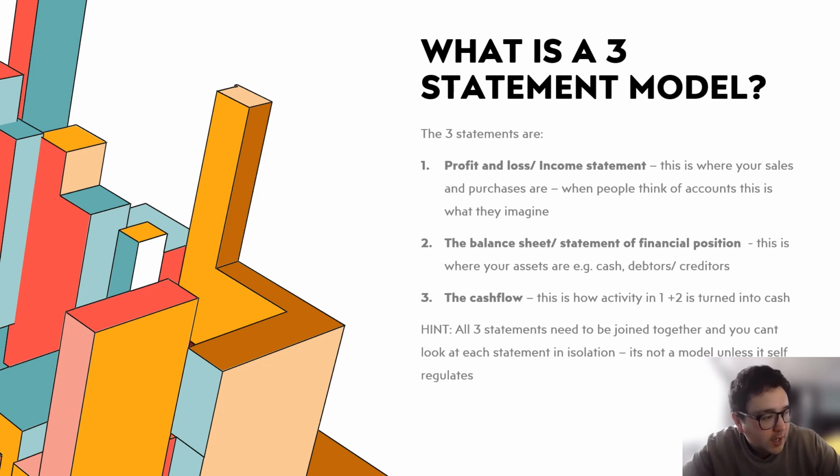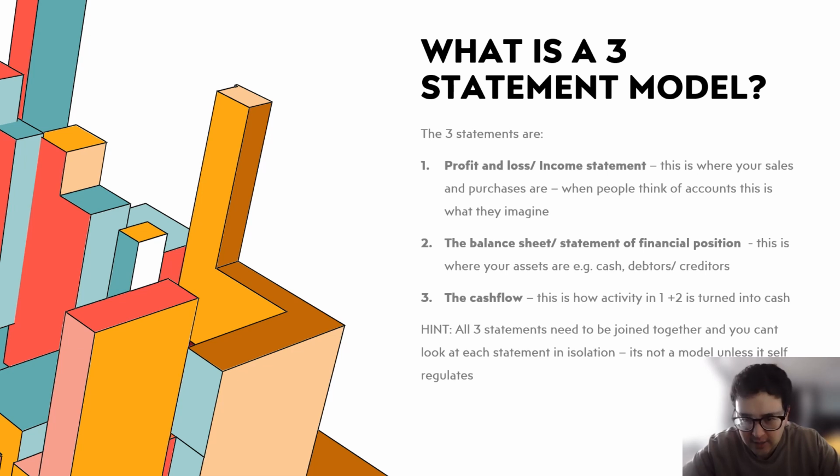An example would be if you sell a good on credit, then in 1, the profit and loss statement, you record a sale, but at the same time on the balance sheet, you record someone owing you that money. And the third financial statement is the cash flow. And this is where activity in 1 and 2 are turned into cash.